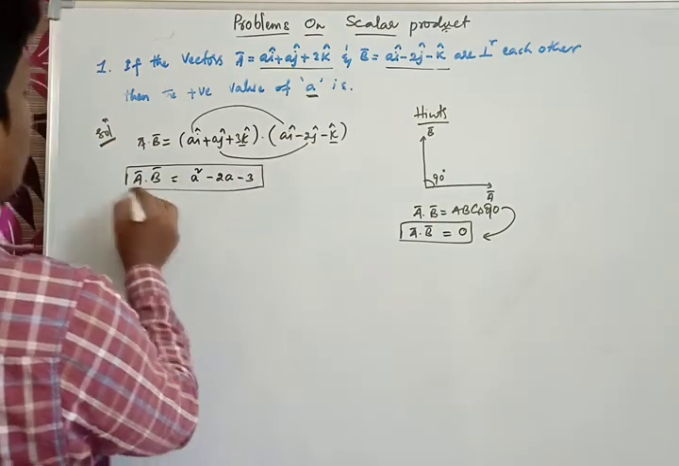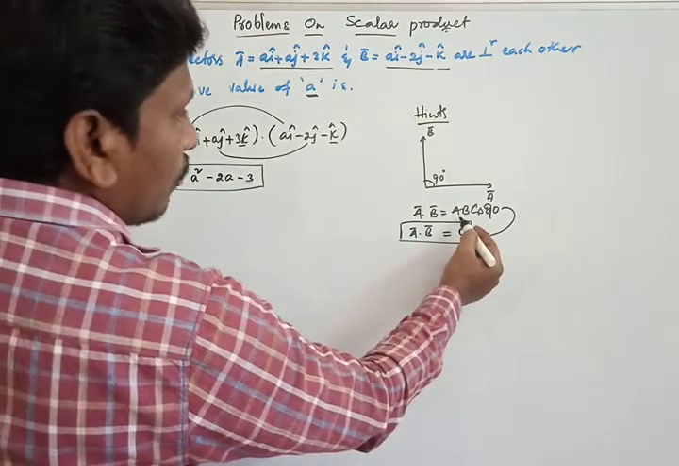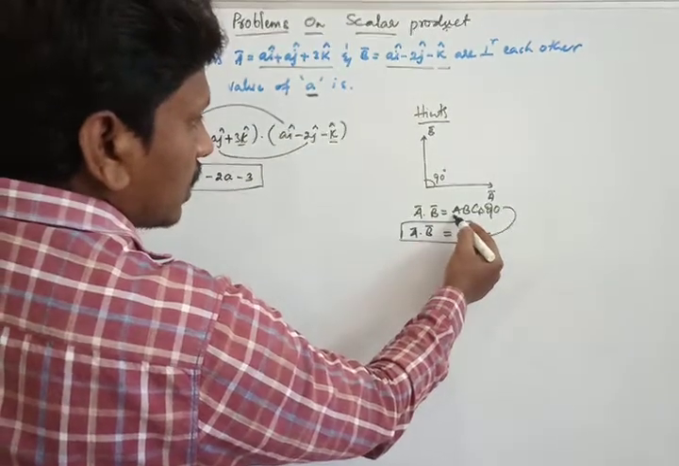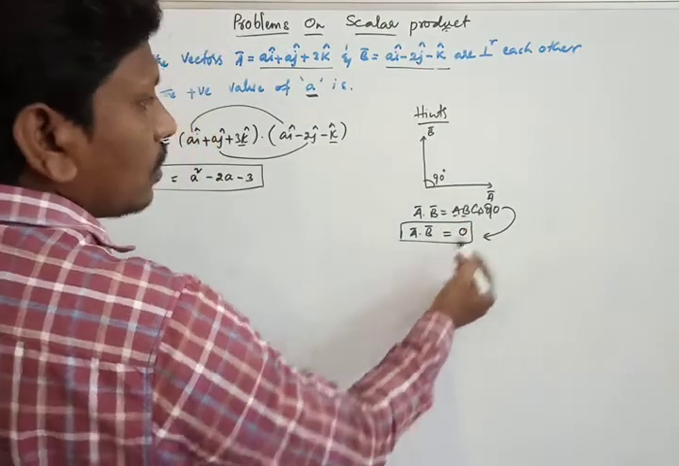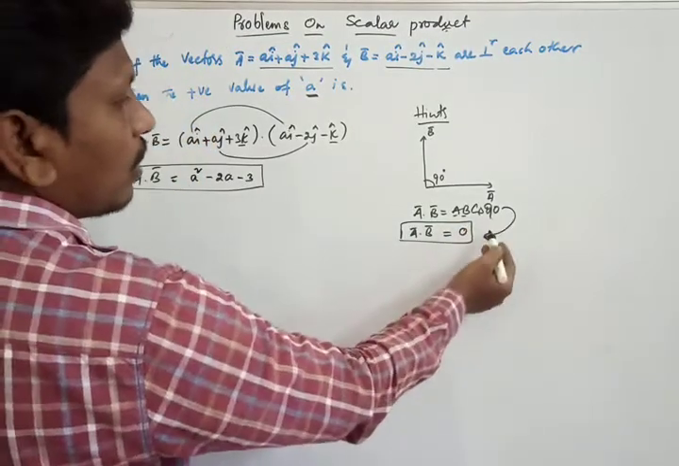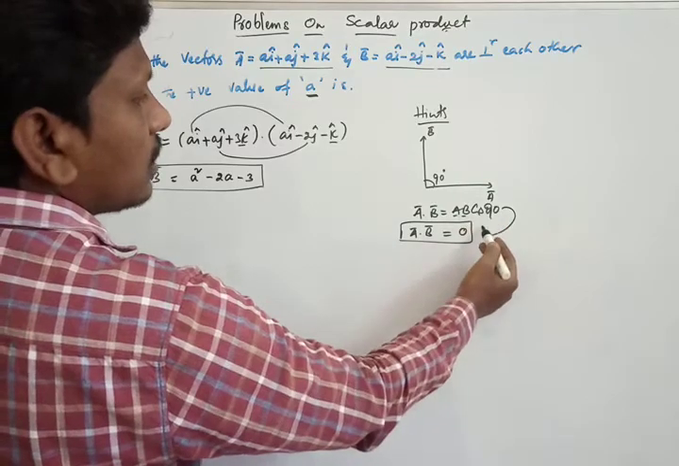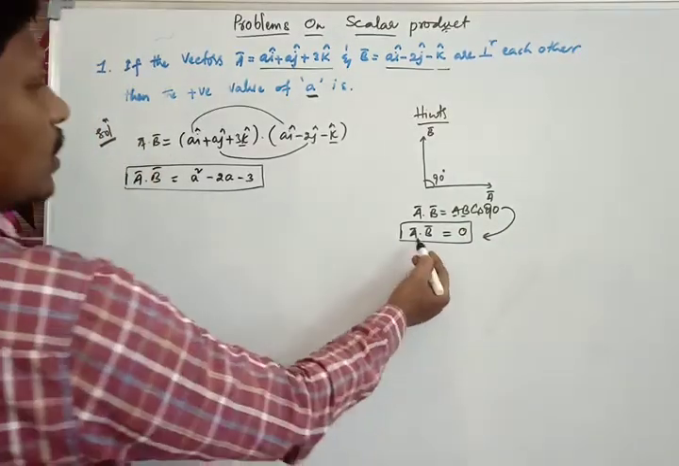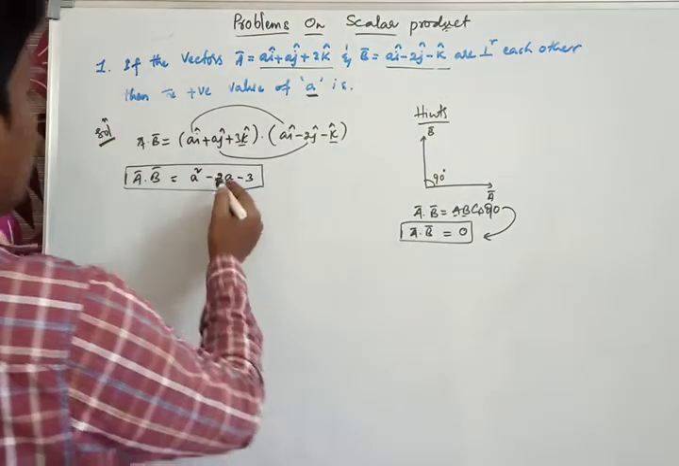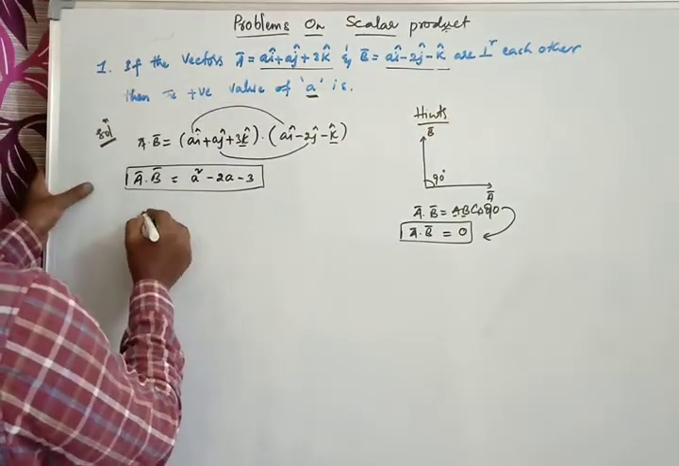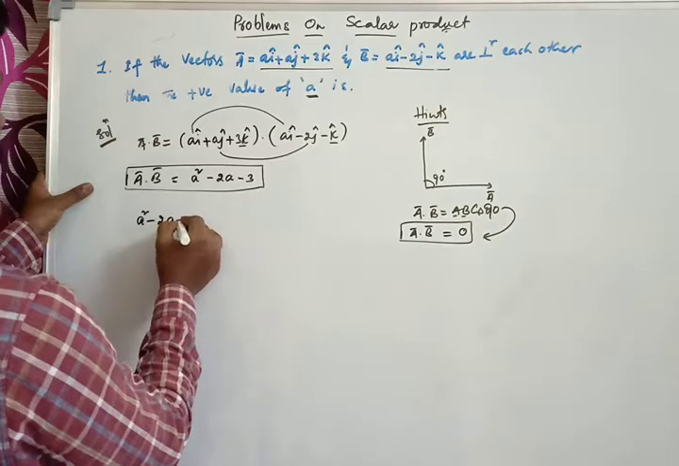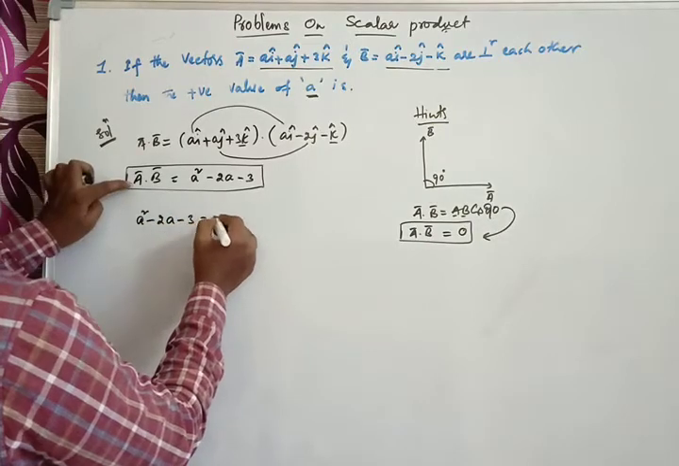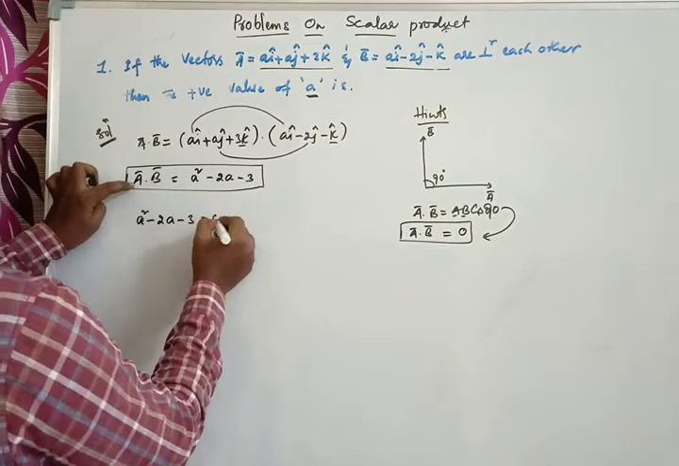This is the answer. And we need to go through this: mod a and mod b. There is no need to find mod a and mod b, because ab cos 90 is equal to 0. So a bar dot b bar is equal to 0. From this we can write a square minus 2a minus 3 equal to 0, since a bar dot b bar is equal to 0.